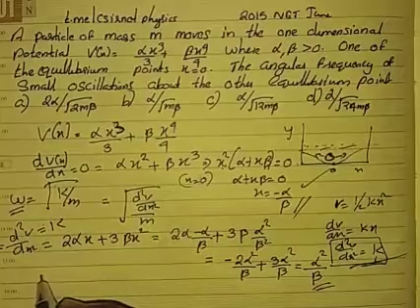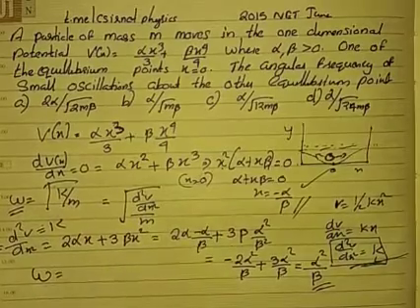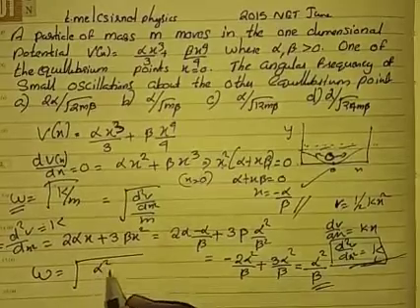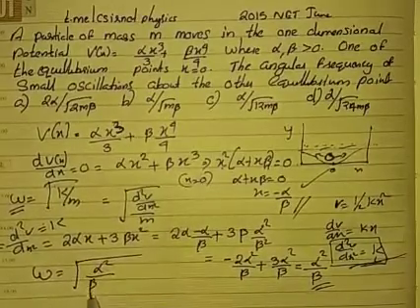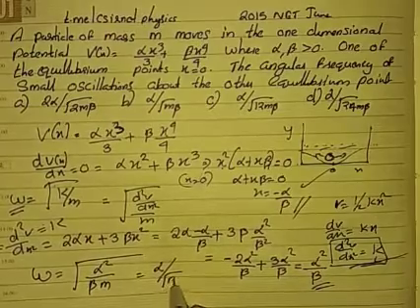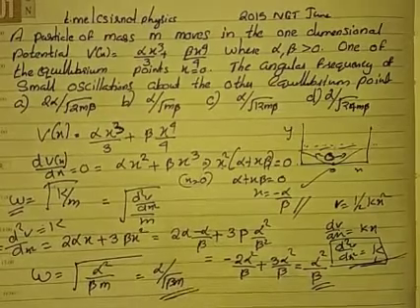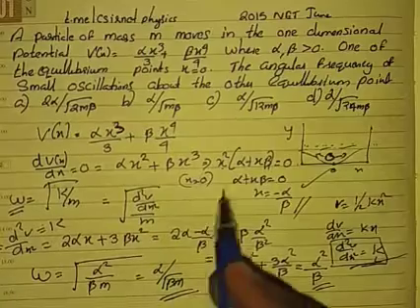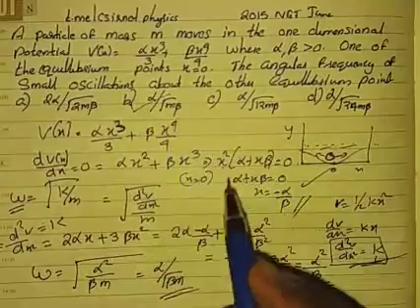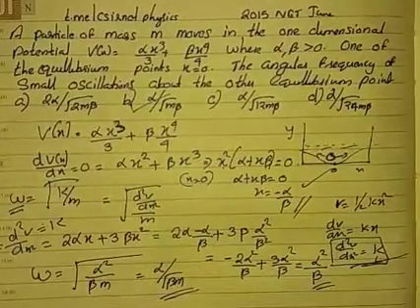So you have found d square V by dx square, which is equal to k. Now I'm going to write down omega. Omega is equal to root of k by m, which is alpha square by beta by m. So it's alpha by root beta m. That's omega. So basically that's the correct option, which is option D.